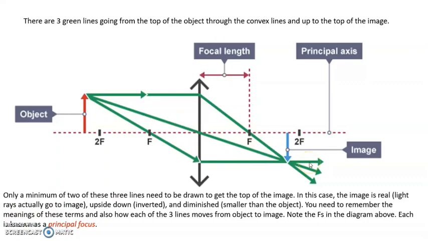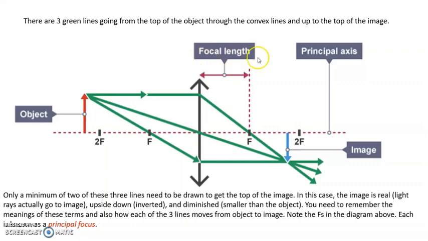There are some terms which you need to take note of. This is the optical center. This is known as the principal focus. This is 2 times the principal focus. It's 2 times this length here. So it's known as 2 times the principal focus. And then we've got this line here, which is dotted, known as the principal axis. Then we've got this distance. The distance between the optical center and the principal focus is known as the focal length.